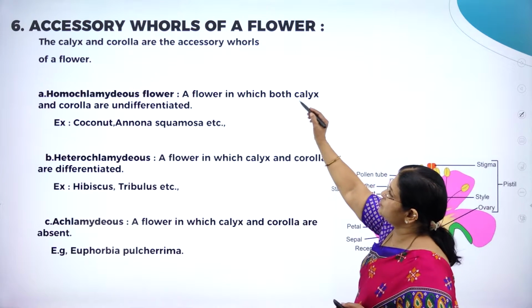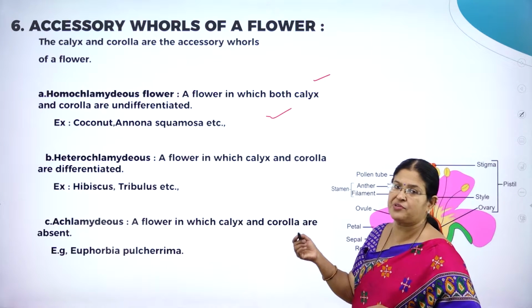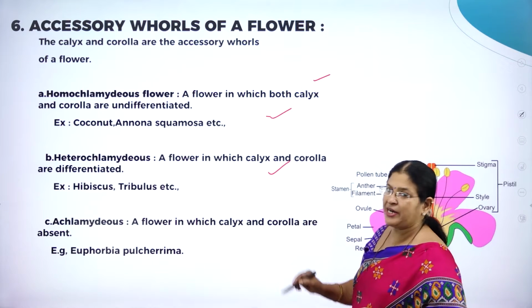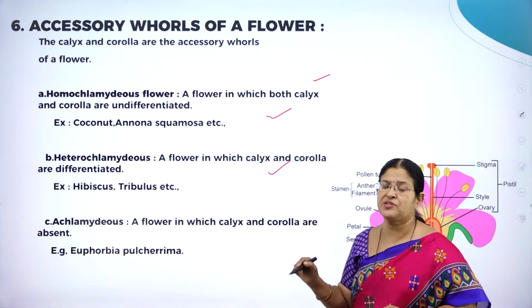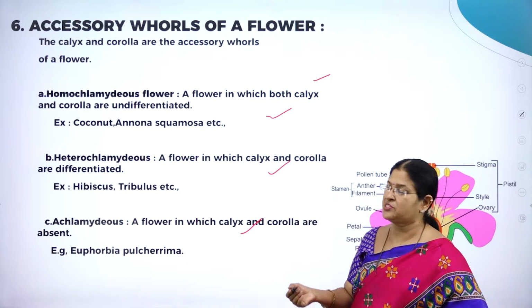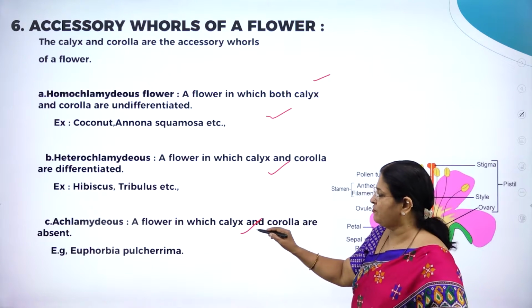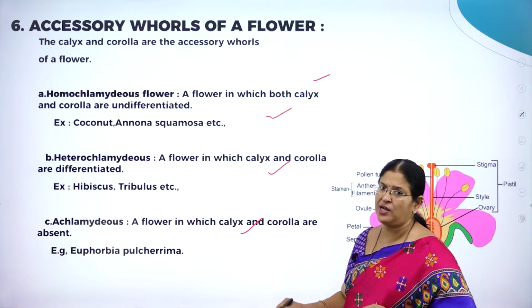So, hope you have understood what are the accessory whorls, what is homochlamydeous, where you are not able to distinguish calyx from corolla. What do you mean by heterochlamydeous? You are able to distinguish calyx from corolla. What do you mean by achlamydeous? Means, first of all, there is absence of calyx and corolla. You use the word called achlamydeous.